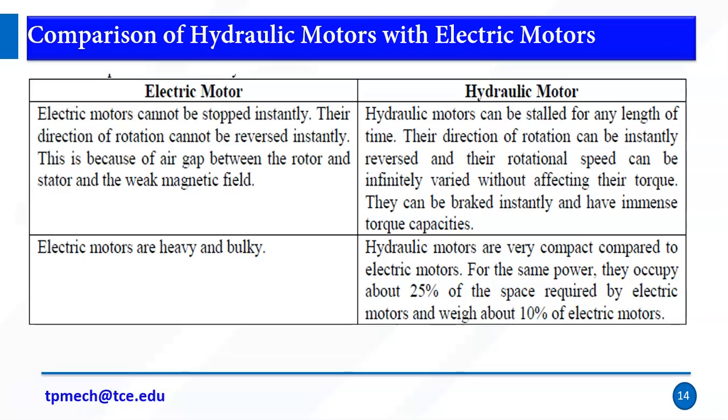So for example, if the electric motor occupies 100 mm square, then 25 mm square is enough for the hydraulic motor, right? And the weight is about 10% of the electric motor, right? So only 10% of the electrical motor's weight, right?